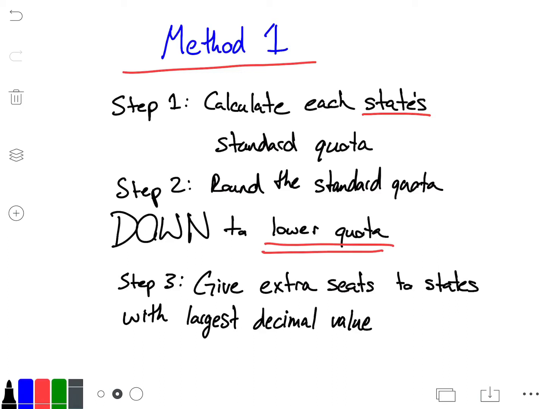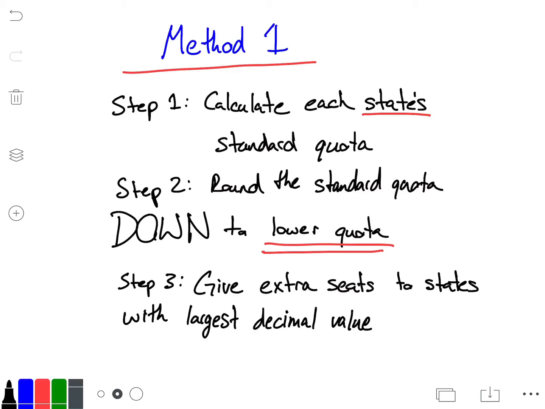And of course, states can be anything. These are just the people or things that we are giving our seats, or whatever it is that we are dividing, to. Step two, we're going to find the standard quota and round this down to the lower quota. So we're always just going to chop the decimal off. Doesn't matter if it's 0.5, 0.6, 0.7 or above, we're going to chop the decimal off and just keep the whole number in the front.